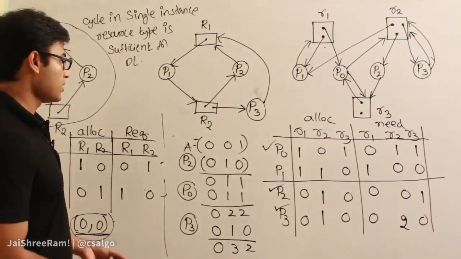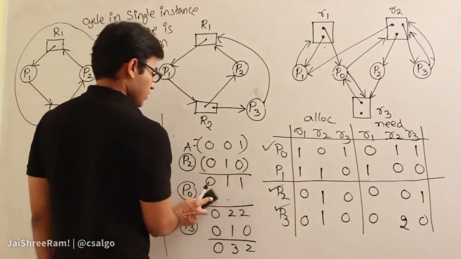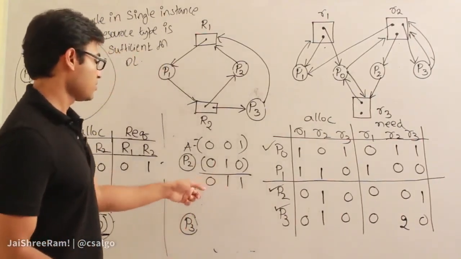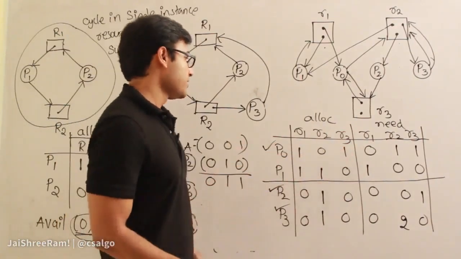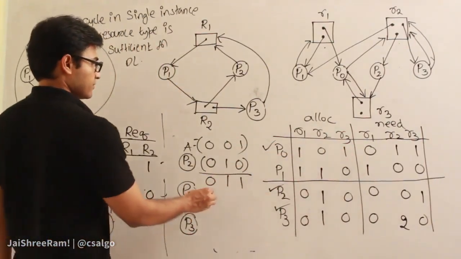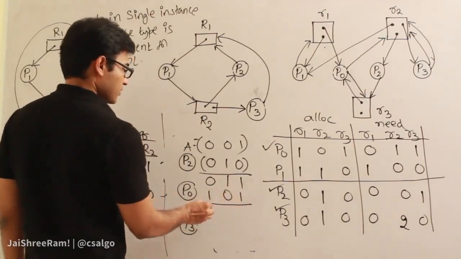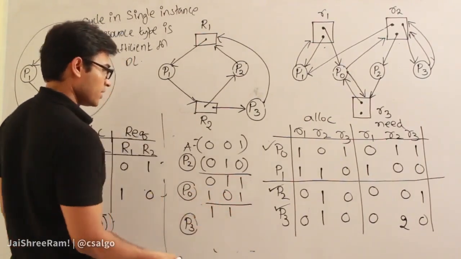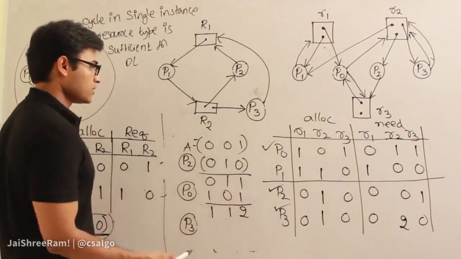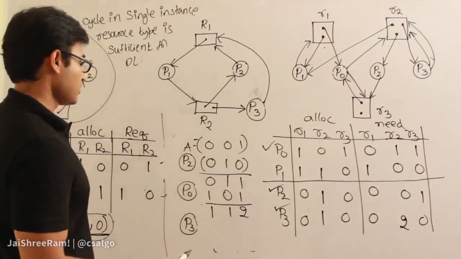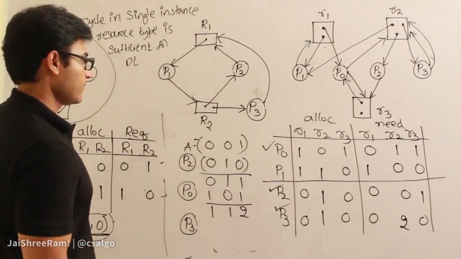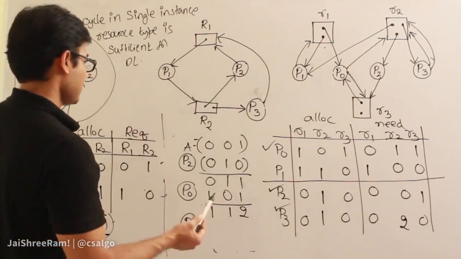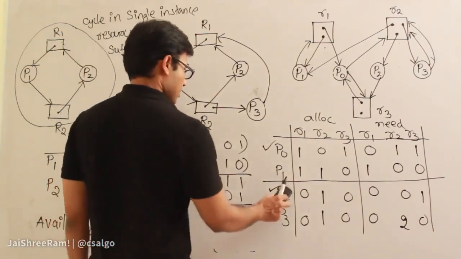Yeah, I think I did something wrong here. So when P0, okay, let me do it again. At this point, when 0 1 1 is satisfied, P0 is actually releasing 1 0 1. Then what happens? The total availability now becomes 1 1 2, right? Now using 1 1 2, can I satisfy the need of any process? 1 1 2, yes, P1 can be satisfied, not P3, right?